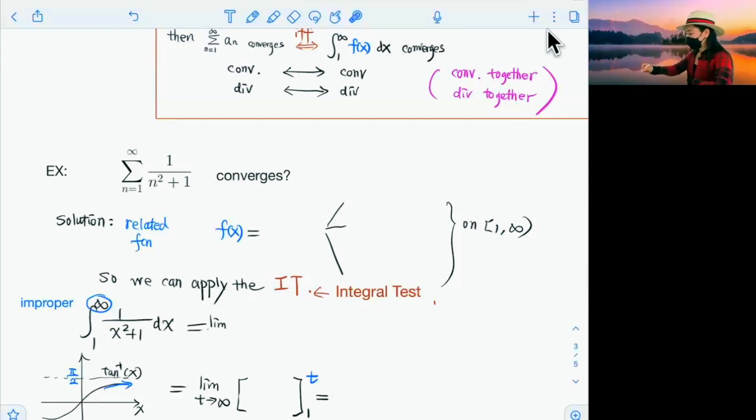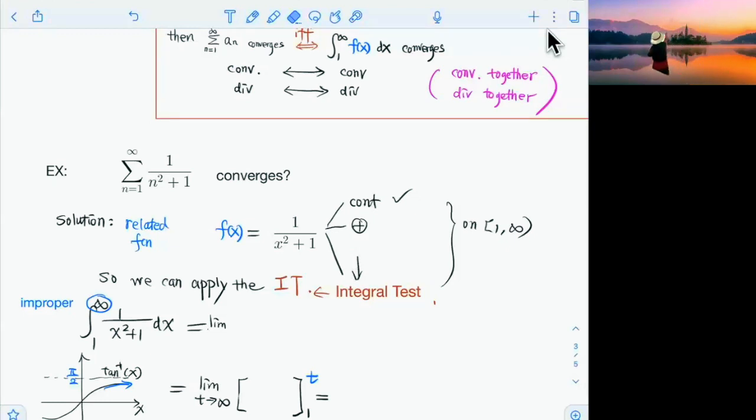But for today, we're going to use the integral test. We're going to look at the relating function. What's the relating function of this series? We replace n by x, and we get 1 over x squared plus 1. So it has to satisfy the three hypotheses. What are the three hypotheses? Continuous, positive, decreasing. Let's check this off one by one.